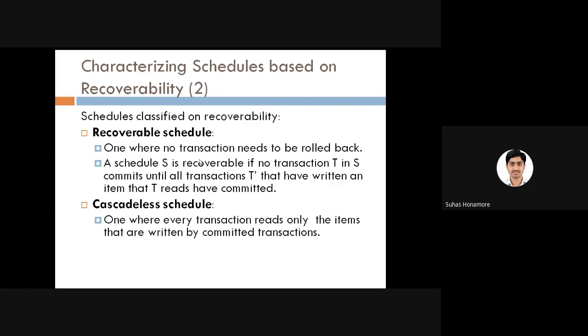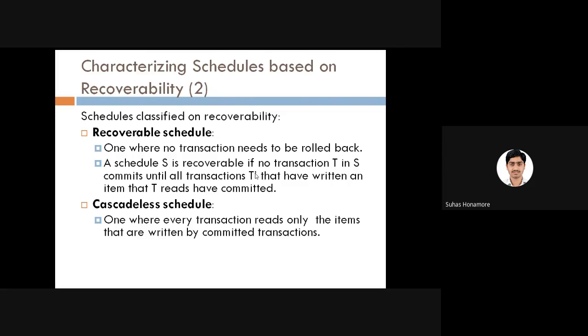So in the schedule, no transaction T should commit until all the transactions that wrote the items it reads have committed. Whichever wrote first has to commit first, then the remaining transactions commit. It means whatever you are reading should not be a dirty read. First T' has to commit, then T has to commit.